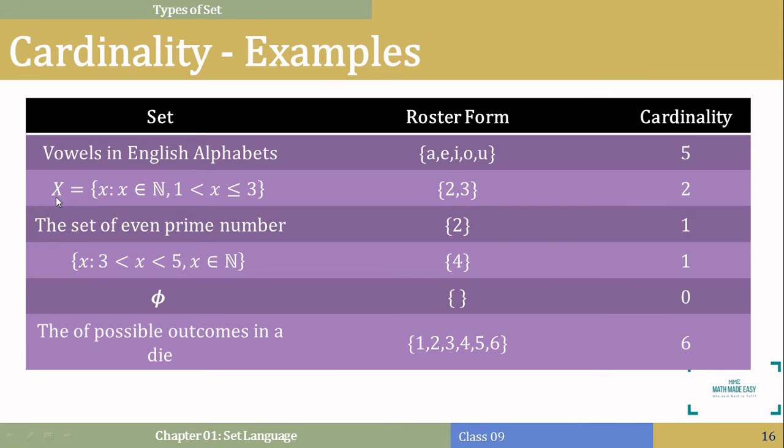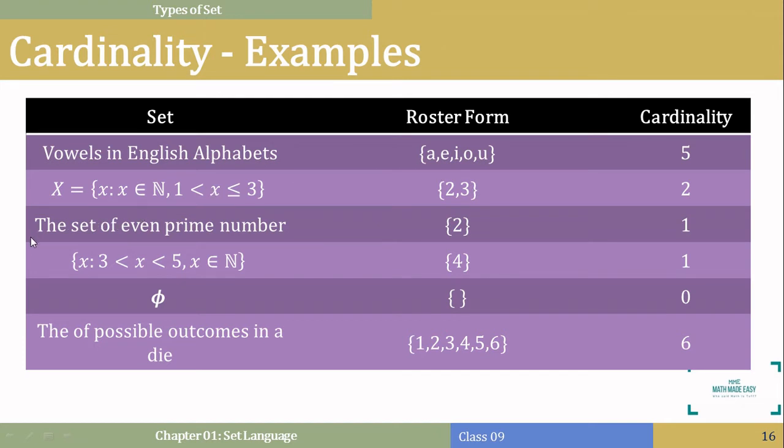Let's consider another set X, which is equal to the set of all elements x such that x belongs to natural numbers and the boundary of x is from 1 to 3, where 1 is not included. Since natural numbers start from 1, we are supposed to count 1, 2, 3, 4 infinitely, but there is a restriction where 1 must not be included and x must be less than or equal to 3. So, the elements inside this set are 2 and 3, and the number of elements inside this set is 2. So, the cardinality of this set is 2.